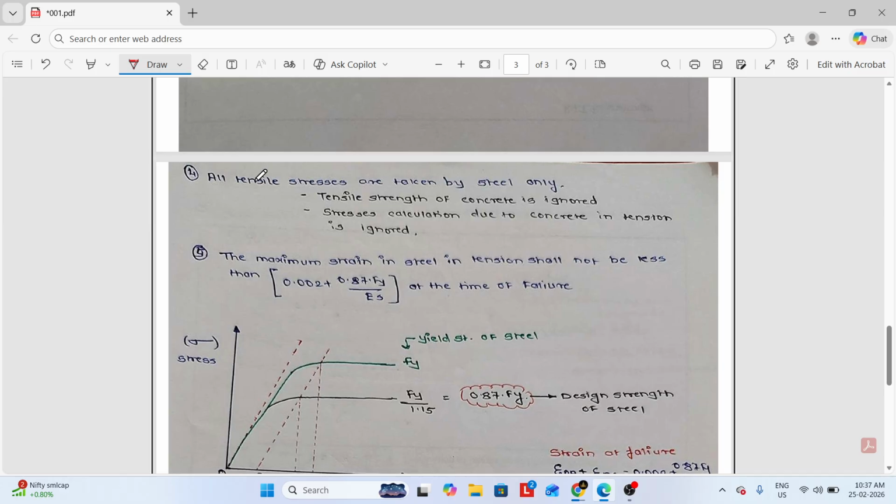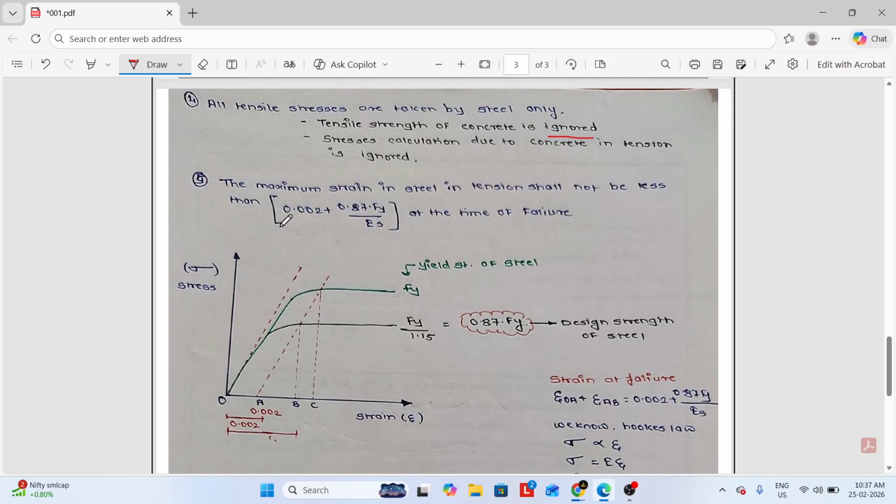The next one is that all tensile stresses are taken by steel only. So the tensile strength of concrete is ignored. Concrete is used only for compressive strength, as the assumption states. And next, stress calculation due to concrete in tension is ignored. So concrete in tension is ignored.